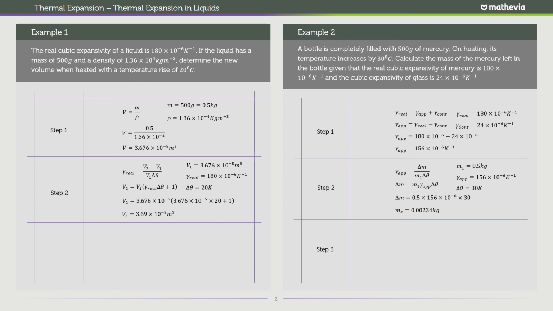To find the mass remaining, Mr, we just subtract the mass expelled from the initial mass. And what we have in the end is 497.66 grams. And yeah, that would bring us to the end of this very simple lesson.